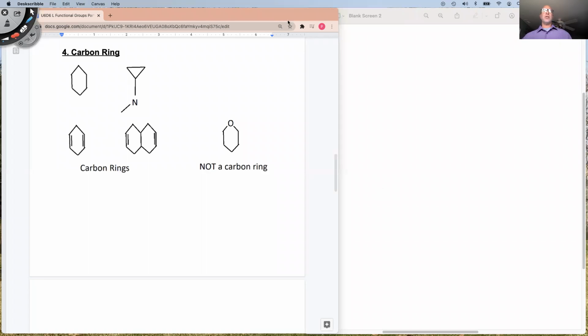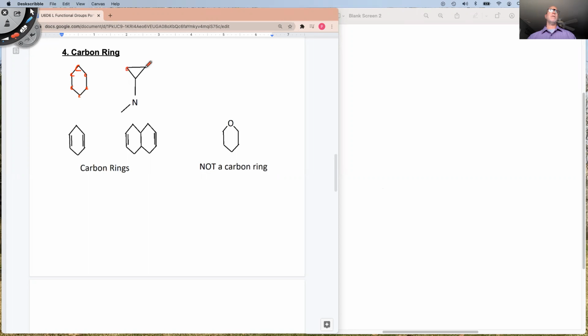Okay, the next functional group that we're going to work with is called a carbon ring. Now, a carbon ring is exactly what it sounds like. It's a ring of carbon. And you remember that on each one of these little corners, there's a carbon, right? And obviously there'll be some hydrogens, but this is a carbon ring.